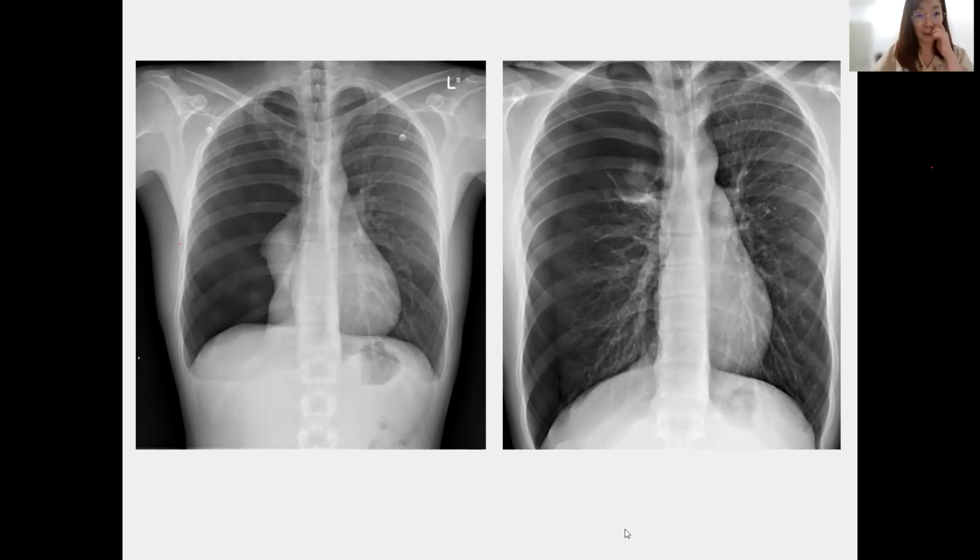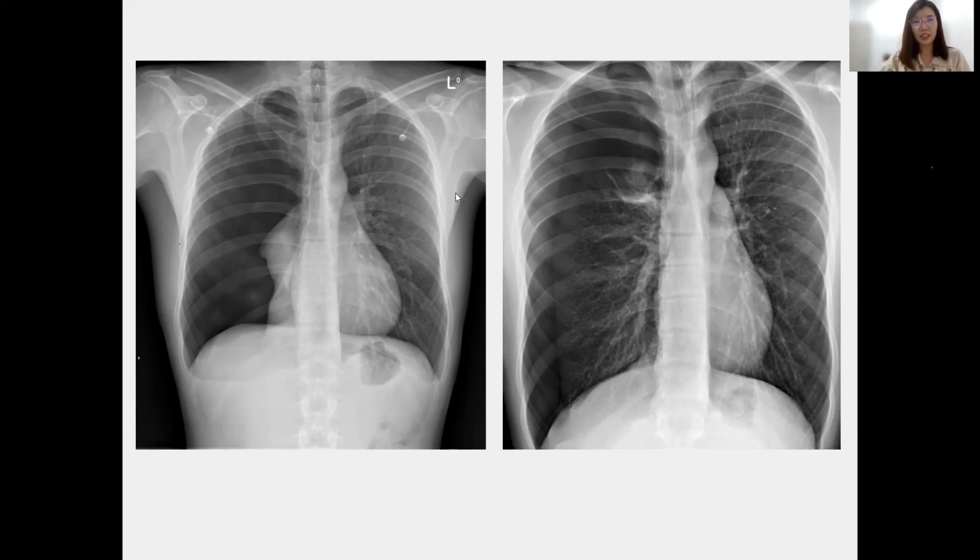Please answer. Okay, anyone? This is an easy one. Pneumothorax. Is it the right side, left side, or both sides the same? Yes. But on the left side, is it a tension pneumothorax? Not yet, we cannot say yet because there's no shifting.